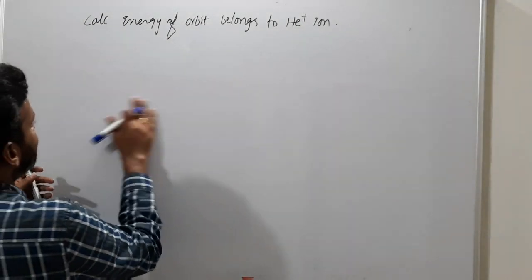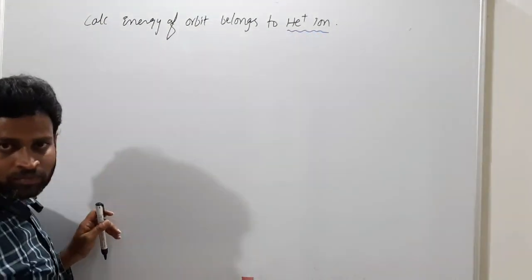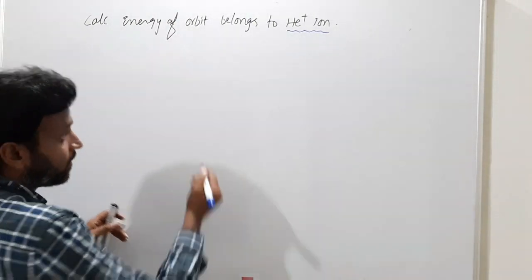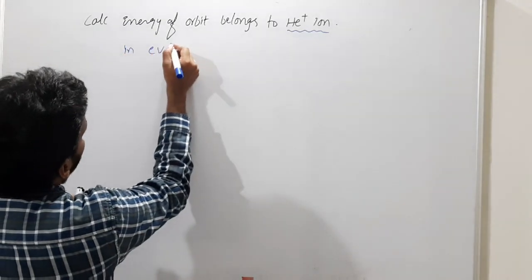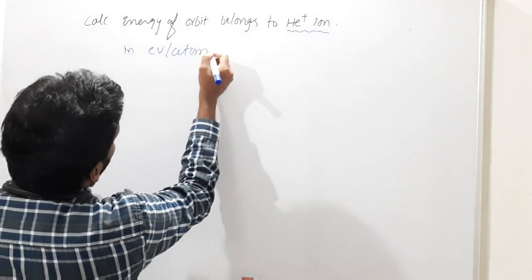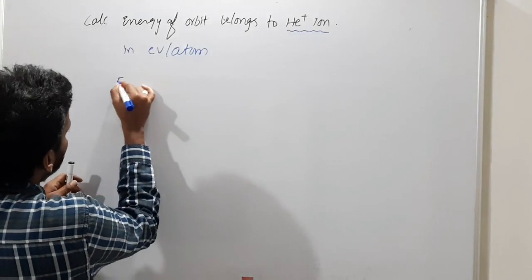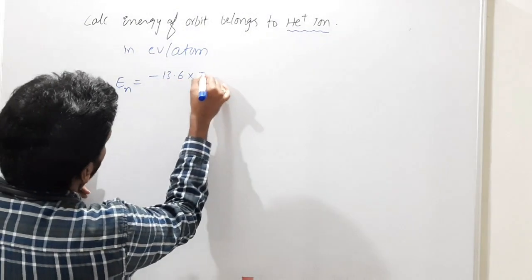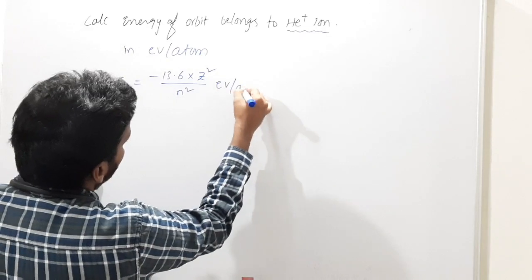Okay, so here nothing is mentioned, they have simply given the He+ ion. The electron is present in a particular orbit, which you must know. It depends on the option. Suppose they are asking in electron volt per atom. Then what to do? The energy of the nth orbit is minus 13.6 into Z square by n square eV per atom.